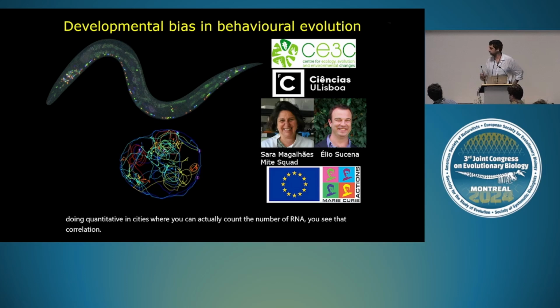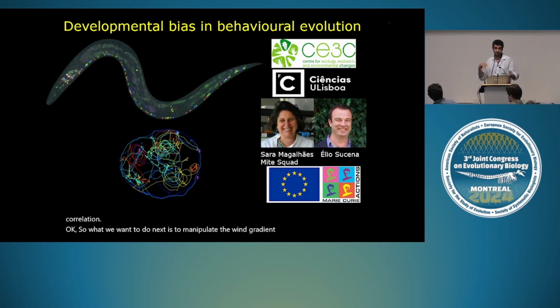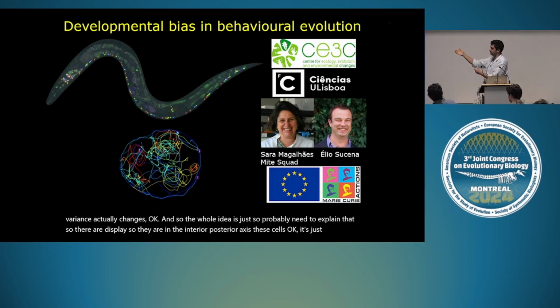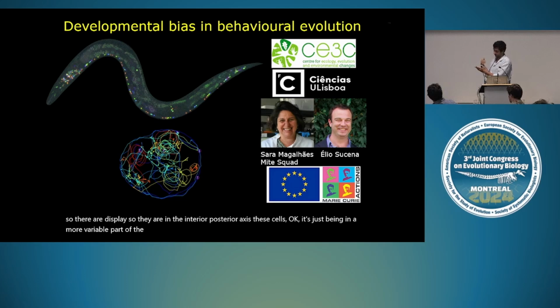So what we want to do next is to manipulate the wind gradient and see if the mutational variance actually changes. The whole idea, which I probably didn't explain, is that these cells are displayed along the anterior-posterior axis. Being in a more variable part of the gradient or a less variable part of the gradient will make them more sensitive to incoming variation.